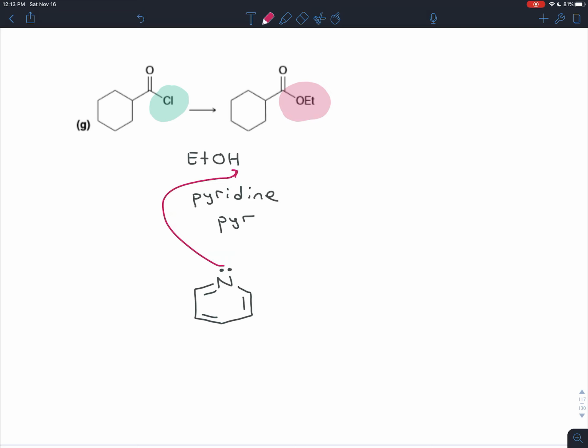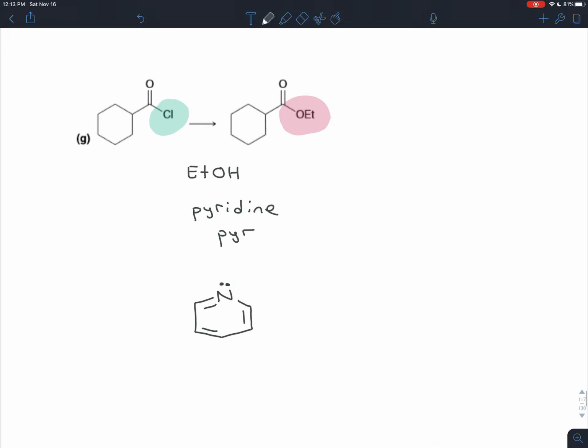Ultimately, it steals the hydrogen here, which you don't see in your product. It steals that after it does the nucleophilic acyl substitution. And you actually know pyridine, because you've seen it act as a base before. After it takes an H+, it's called a pyridinium.